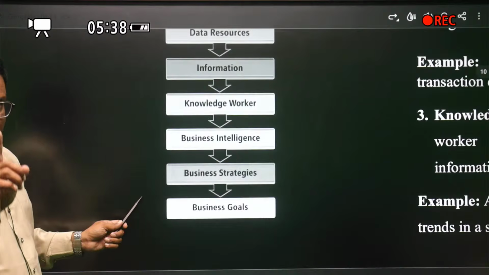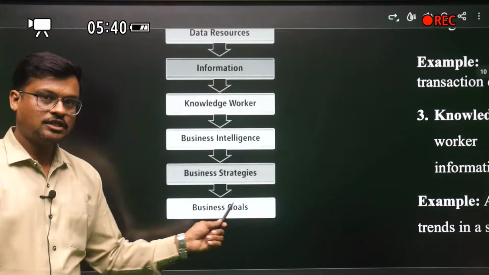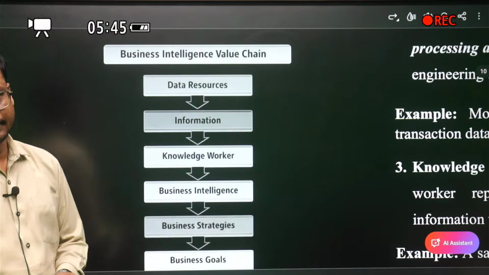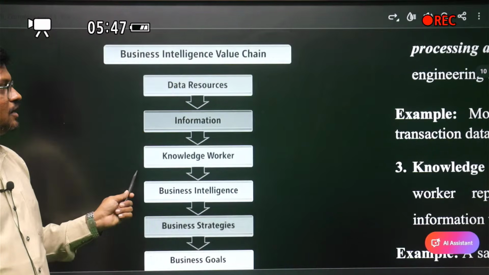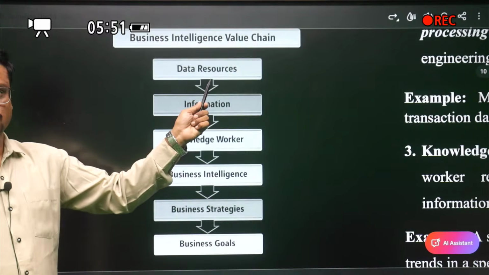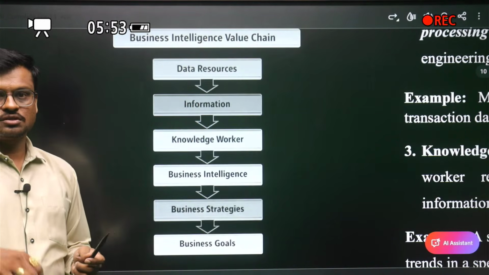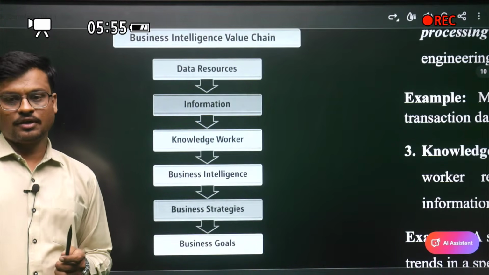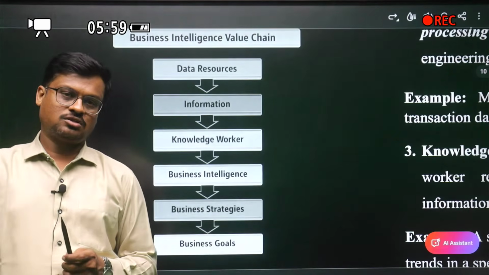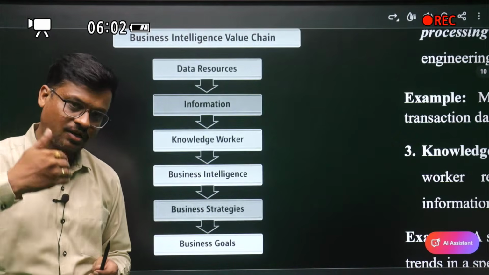So the ultimate goal is that you need to achieve the business goals, the objectives of your organization. The business intelligence value chain will flow like this. We will be collecting the data from various resources. It may be online resources, resources available in your own organization, or you may be collecting data from external resources. Done here, you can ask the question, you can get the answers.